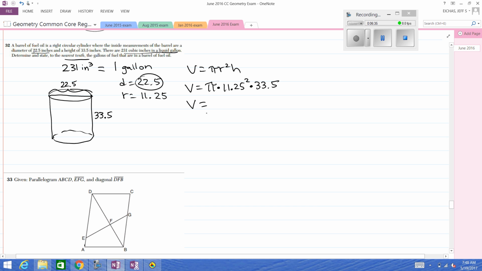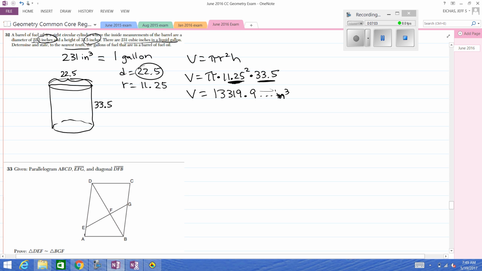All right, go ahead and let the calculator find that for you. You're going to get 13,319.9. That's your volume, and that's going to be in cubic inches. Just check that. They gave us the measurements in inches, so that is going to be cubic inches. You squared the radius, so that gives you inches squared, times the height gives you inches cubed, three-dimensional. All right, now we've got to convert that to gallons of fuel. And I guess we're assuming it's full.